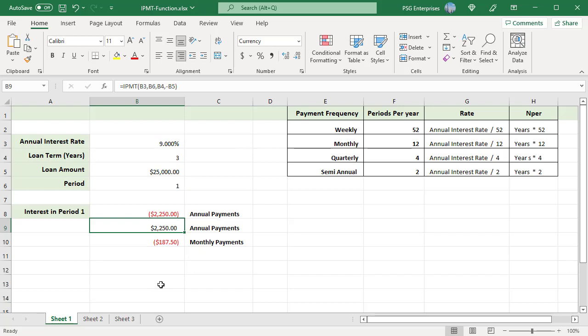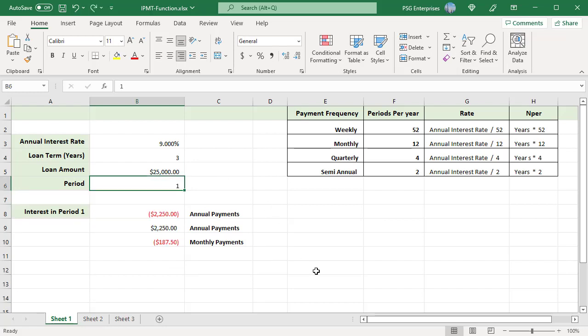The IPMT formula throws a #NUM error if the period argument is out of range. It can be from 1 to the total number of periods. For example, the total number of periods in this case is 3. If 4 is used as period, IPMT throws an error.